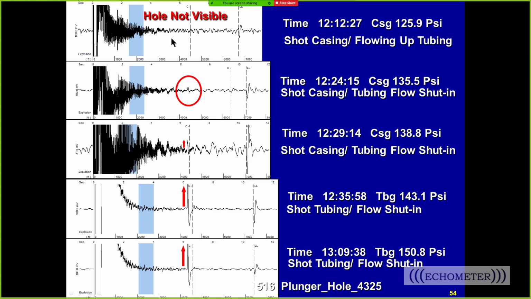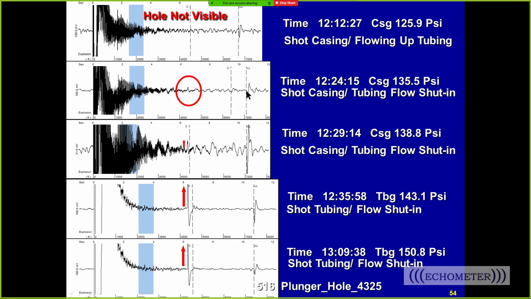So here's the first shot, and the important thing to notice is that there's no upkick right here, even though there's a hole right there. Why is there no upkick? Because the tubing has gassy fluid above the hole, and you can't see it. So you wait about 15 minutes, you shoot it again, and there's an upkick right there, and there's our liquid level. And notice the liquid level is starting to move down.